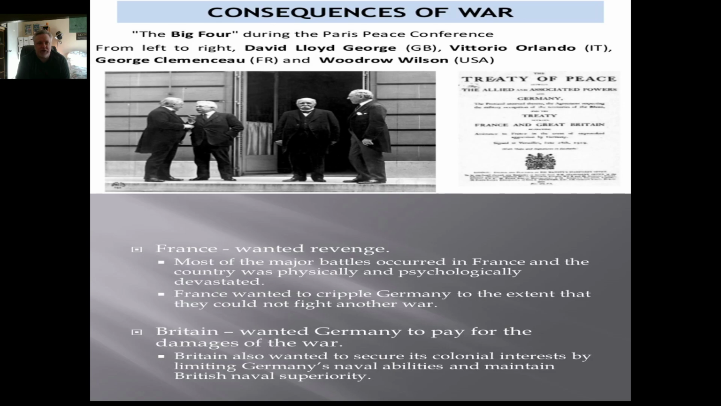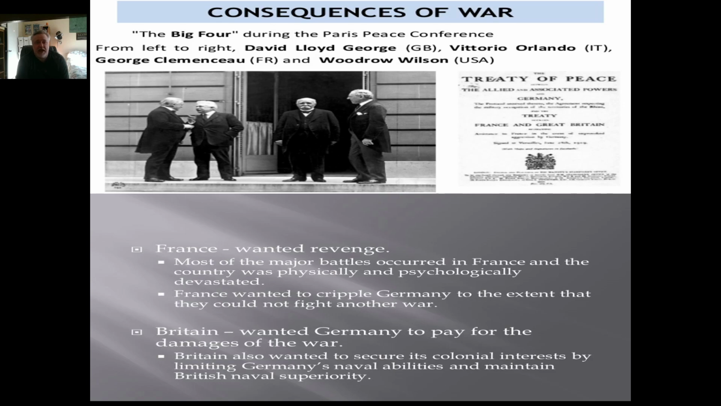Wilson himself represents the United States in these negotiations. These are the heads of state. What France wanted out of this treaty was payback. They had borne the brunt of this fighting on their territory. They wanted to make sure that Germany was crippled militarily, economically, everything. They did not want Germany ever to be capable of fighting a war like this ever again.